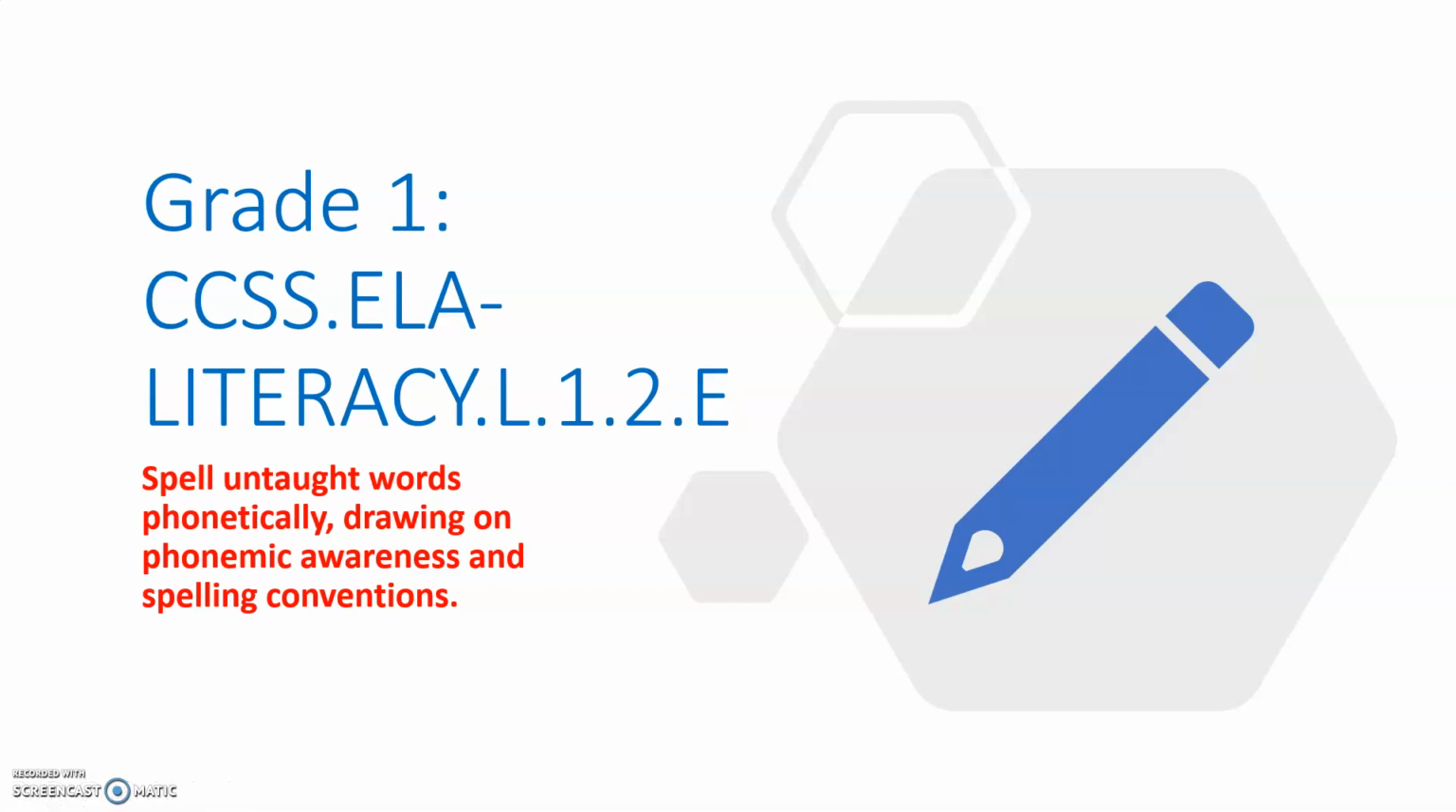Let's begin by looking at the grade and content area within which this strategy will be presented in this demonstration. The grade level content area is first grade English Language Arts. The standard comes from the Common Core Standards and is what we will be focusing on as we practice our word sort. The standard says, spell untaught words phonetically, drawing on phonemic awareness and spelling conventions.